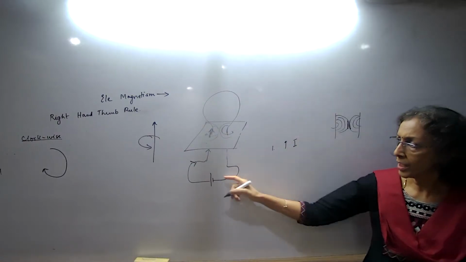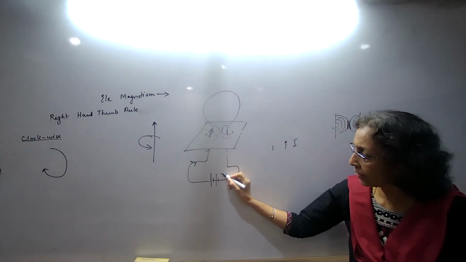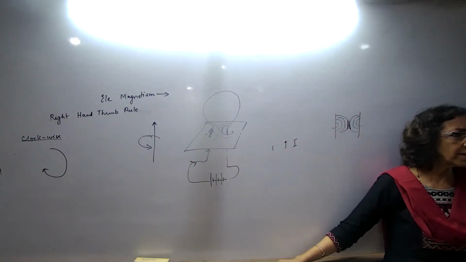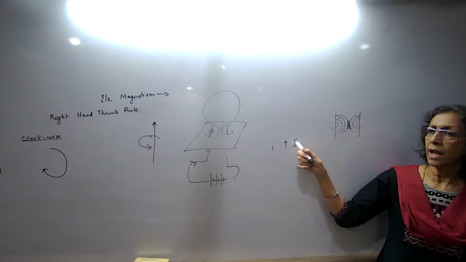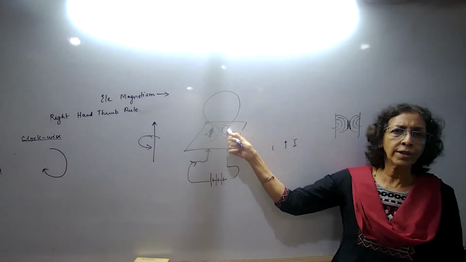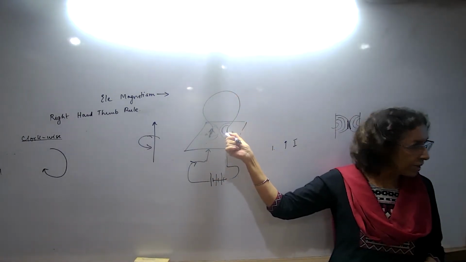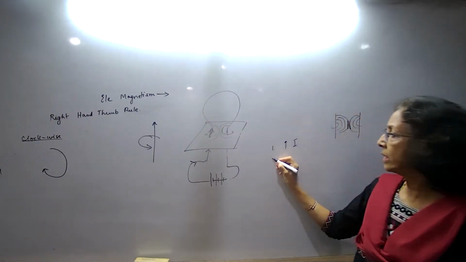And how will you do that? Instead of having only one, you may have a set of them, a battery of cells, which can increase the current. As you are increasing the current, obviously the strength of the magnetic field will also increase. What is the second method to increase it?